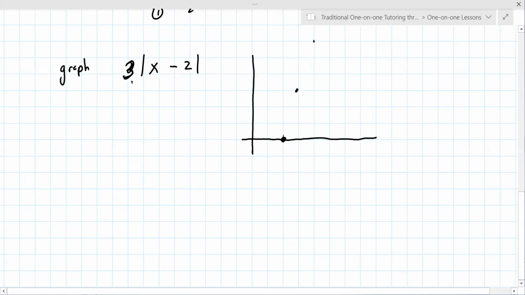rise 3, run 1. So this line over here has a slope of 3. And then the other direction has a slope of -3. So down 3, right 1. How do you know to do a slope of up 3 over 1? It's this number out in front. Oh, it tells you the slope.